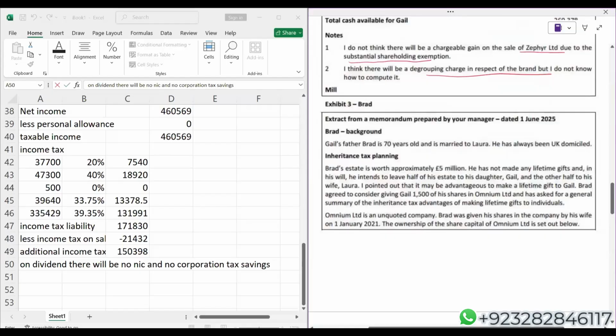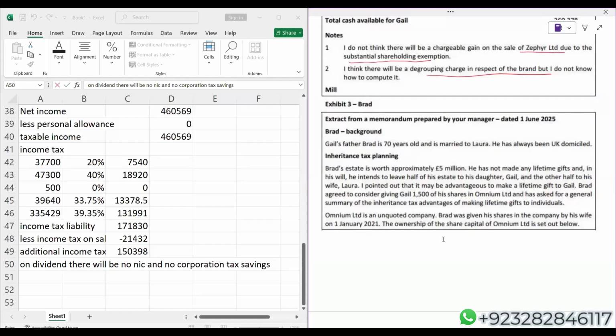Now, what do we have to do in this situation? Point number one, we will simply advise Gail, kindly, please disclose this to HMRC. Number two, if Gail does not want to disclose this to HMRC, then Gail should give us the permission. Then we will disclose this to HMRC.